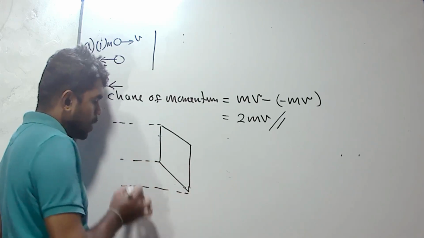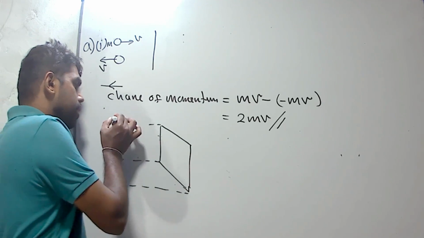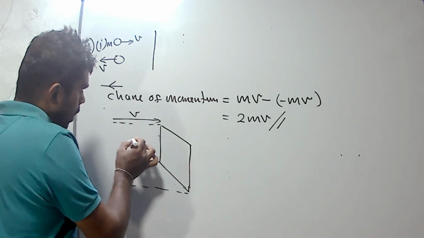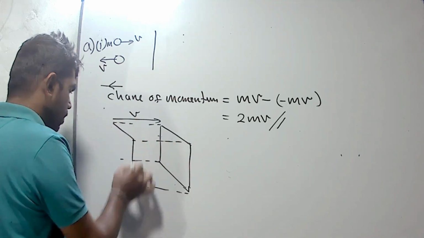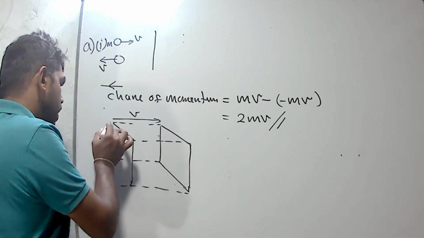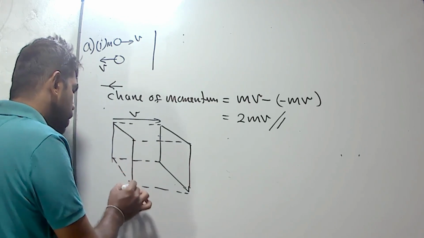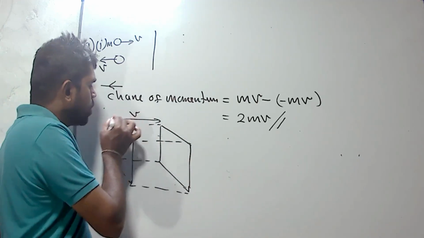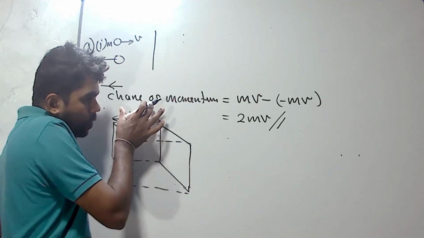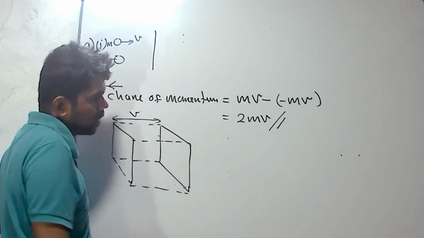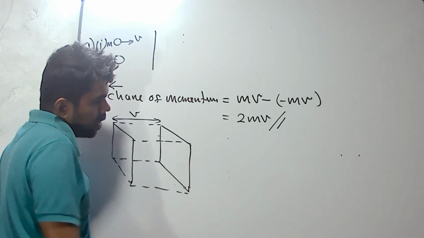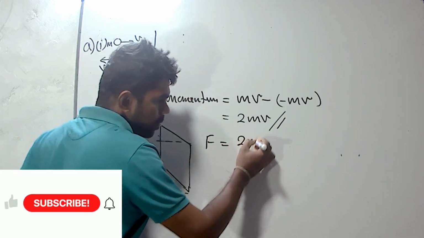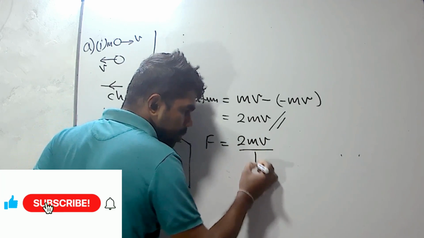We know that air molecules move v distance in 1 second. Then the air volume collided with the board within 1 second should be a cuboid like this. The length of the cuboid should be equal to the velocity of the air molecule. Then we can write force is change of momentum divided by time.